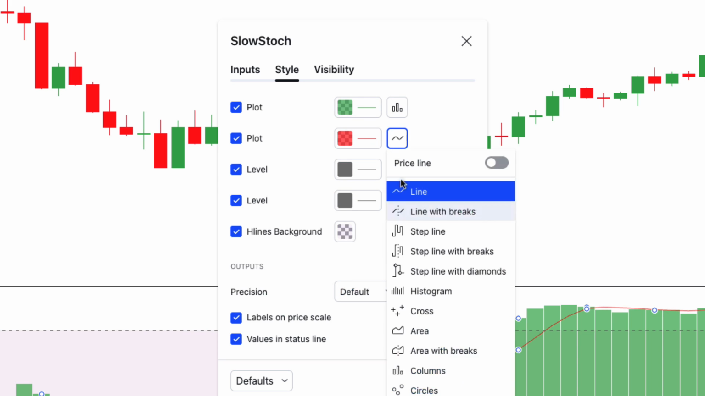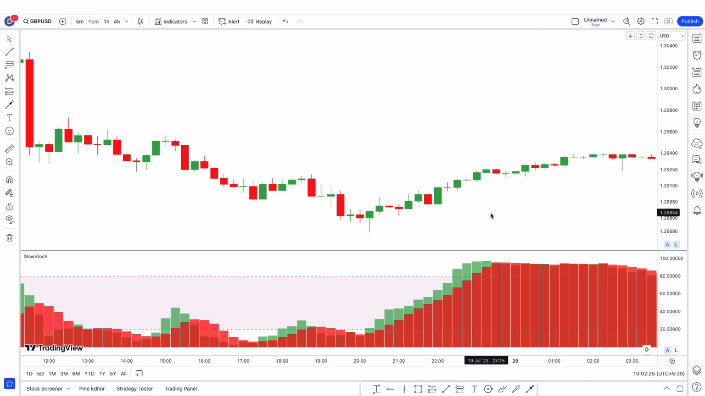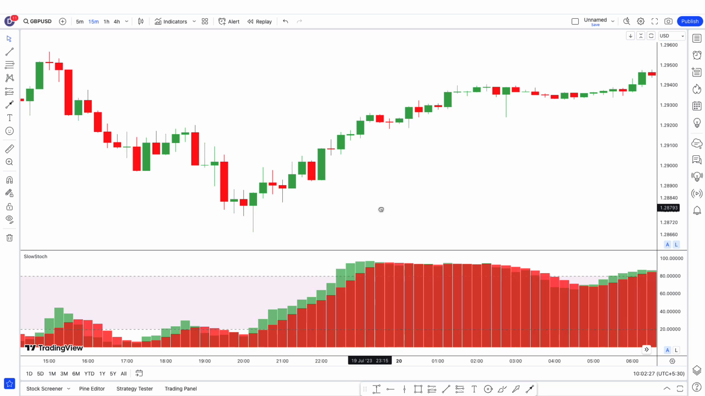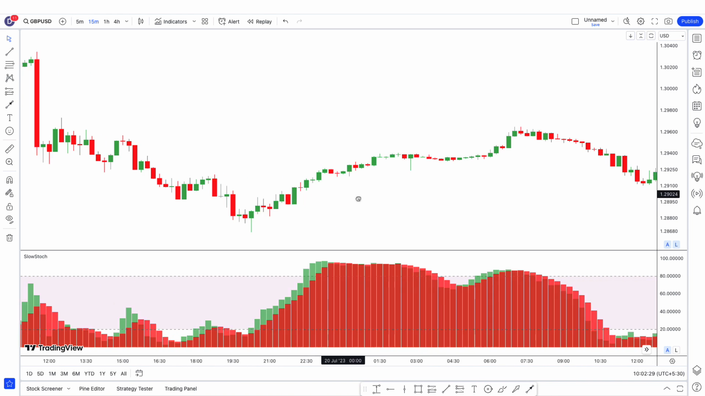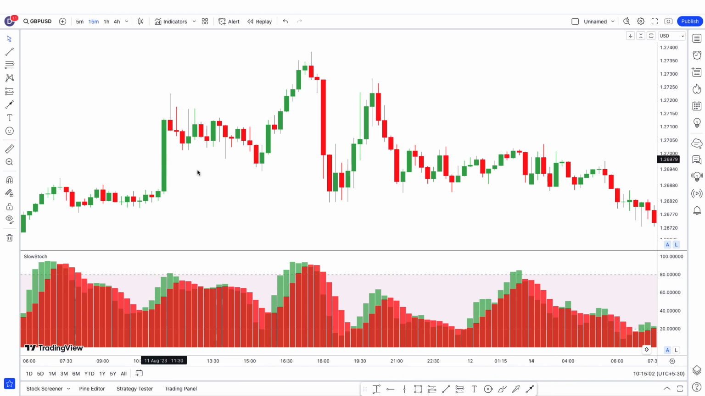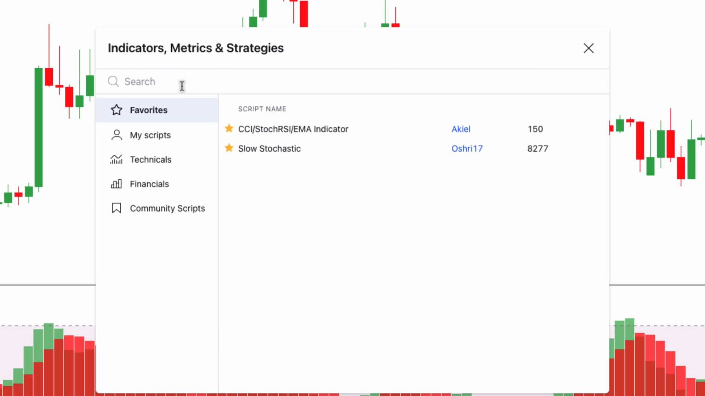But why did we convert the lines to this shape? Well, we did this in order to achieve visual accuracy when verifying signals, and we will specifically look at several examples. Well, let's go ahead and explore another indicator, which is the super trend indicator.